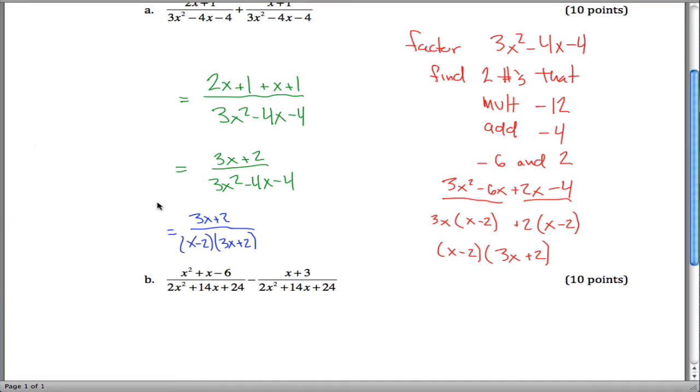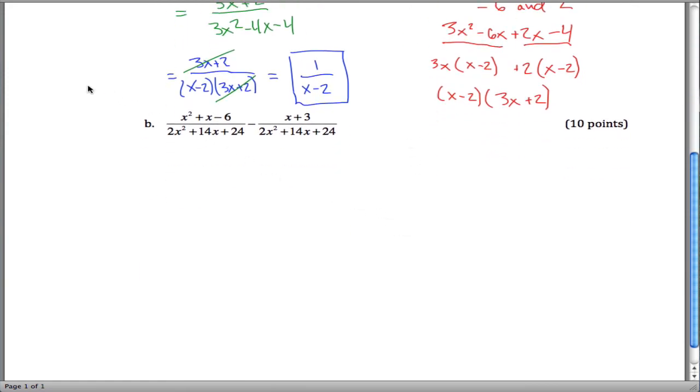And the nice thing there is this 3x plus 2 and this 3x plus 2 will cancel. So what we're left with as our final answer is 1 over x minus 2. So the answer to the first problem is 1 over x minus 2. Second problem, actually pretty similar. Maybe I'll do it a little bit faster because I'm going to be following the exact same steps.